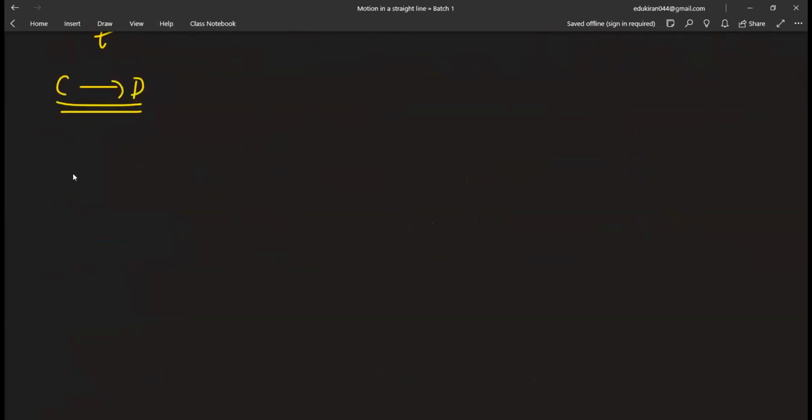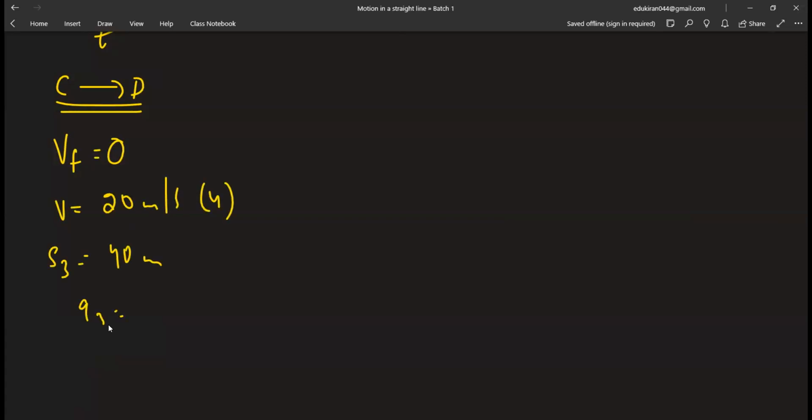So final velocity is 0 for us, right? And the initial velocity is 20 meter per second. So this is acting as the initial velocity for the last part. Then we have S3, which is equal to 40 meters, and acceleration A3 also we have to find out. Since time we do not have, it's better to use the third equation, right? At least we'll find out the acceleration, then we can find out time through any equation. But right now, if time is not given and we require the acceleration, we can use this.